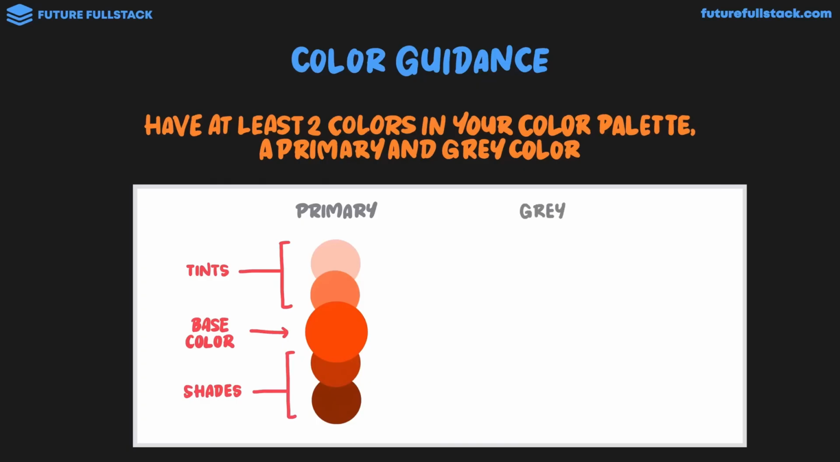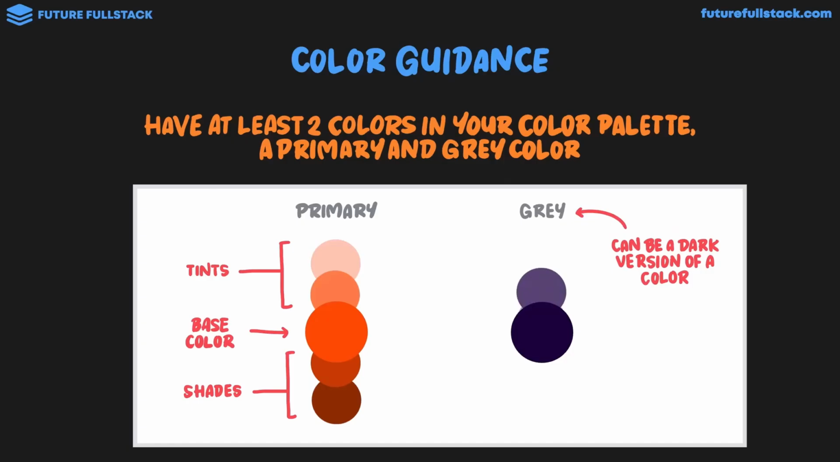Now the term gray is a bit confusing because it doesn't have to be a gray color. It can be a darker version of a color. So for example, the base gray color could be this dark purple. And again, we add tints, which are lighter versions of the gray color, and shades, which are even darker versions of the base gray color. Let's take a look at this color palette in action.